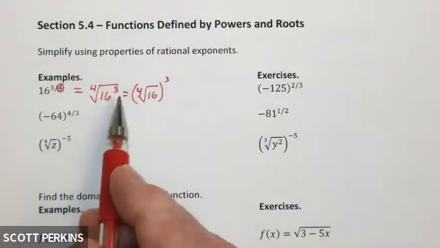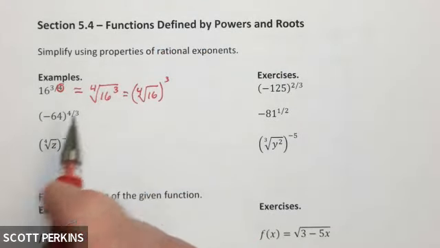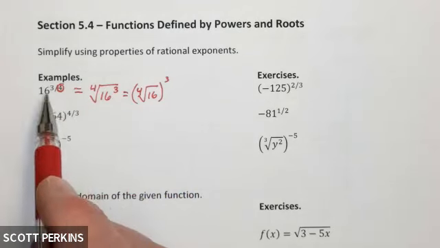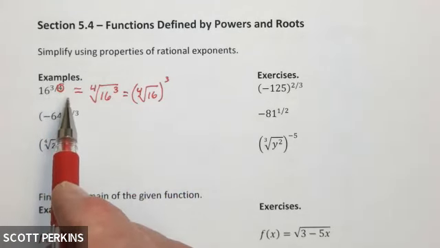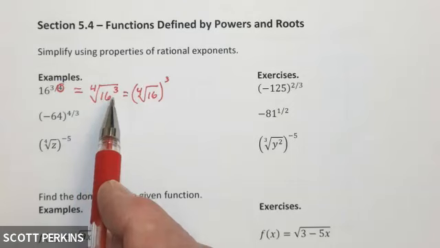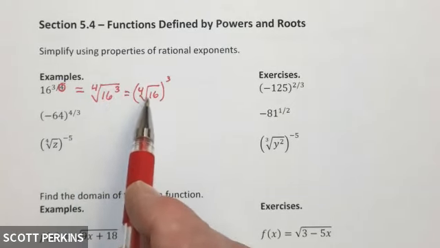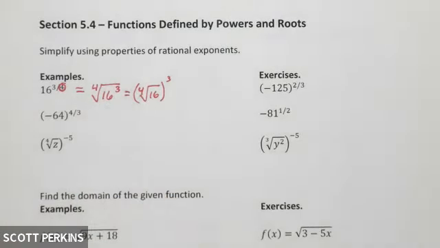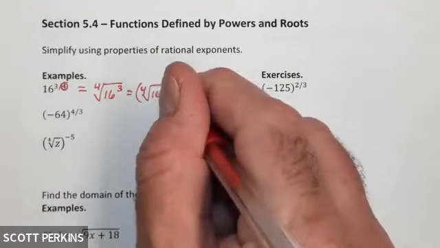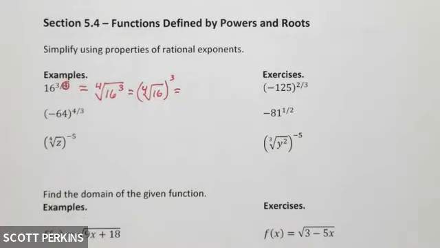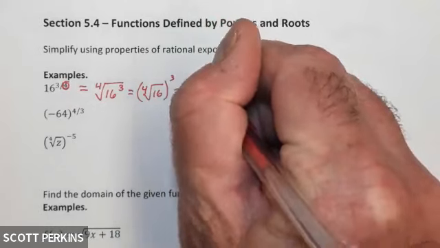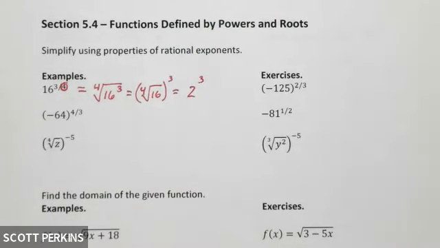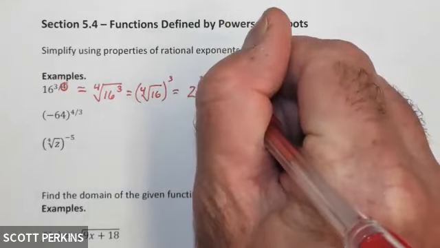So all three of these things that I have written consecutively mean exactly the same thing. 16 to the 3/4 power is the same as the 4th root of 16 to the 3rd, which is the same as the 4th root of 16, raised to the 3rd. Any one of those means the same. Now I'm going to evaluate this. The 4th root of 16, the number that times itself 4 times gives me 16, is going to be 2. So now I have 2 to the 3rd power, 2 times 2 times 2, that just becomes 8.